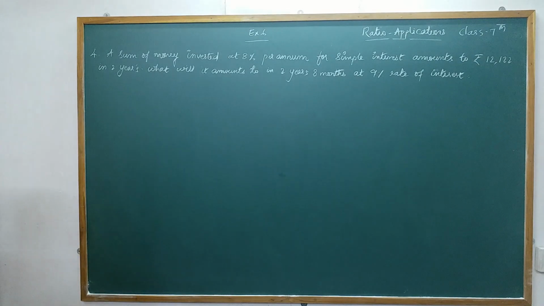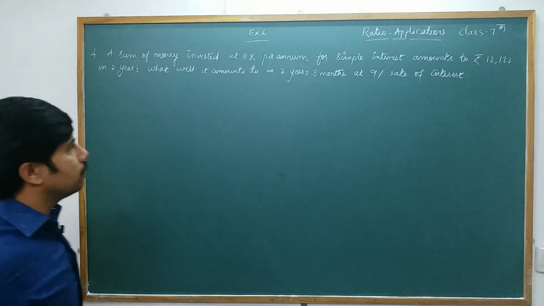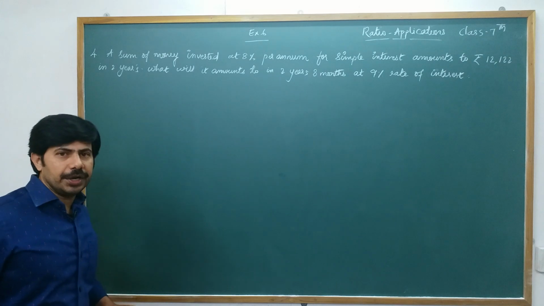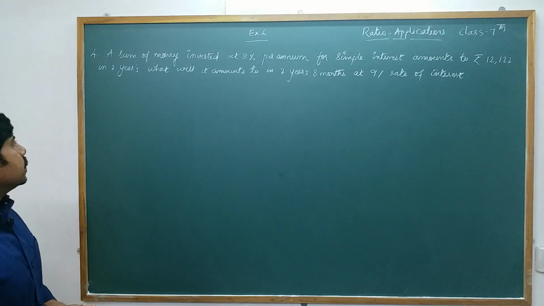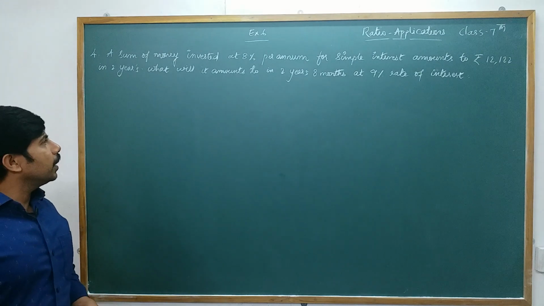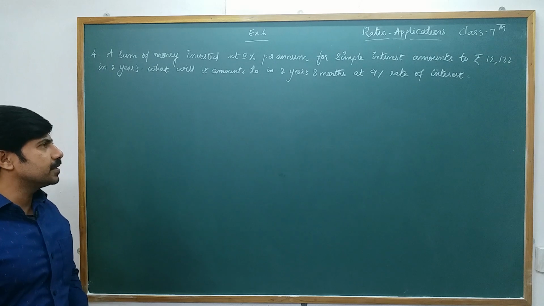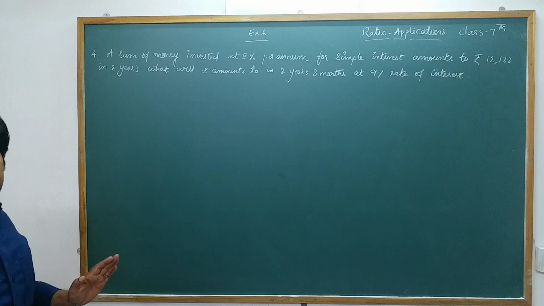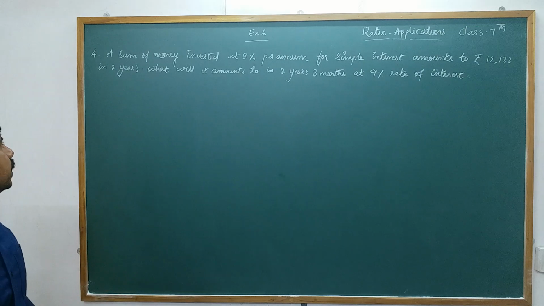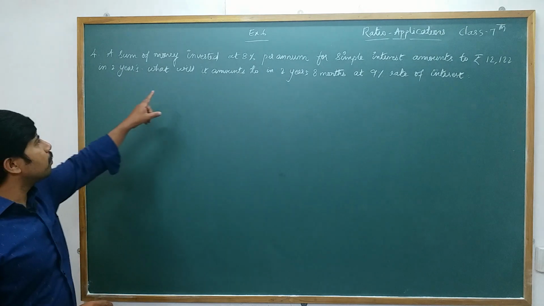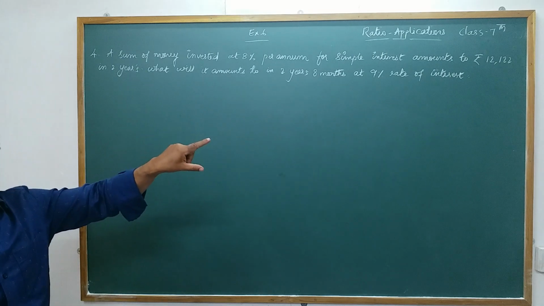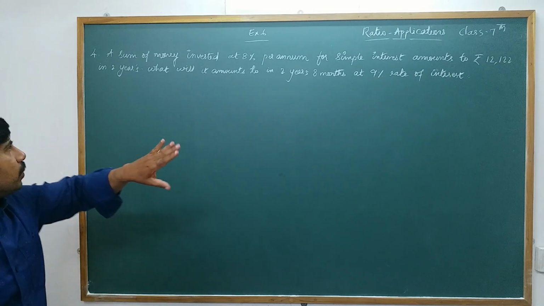So now next problem. A sum of money invested at 8% per annum for simple interest amounts to rupees 12,122 in 2 years. What will it amount to in 2 years, 8 months at 9% rate of interest? So here we have two cases, or we have two parts. In the first part, a sum of money invested at 8% per annum for simple interest amounts to 12,122. First we will see this case.